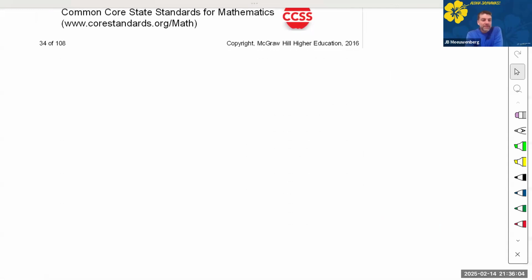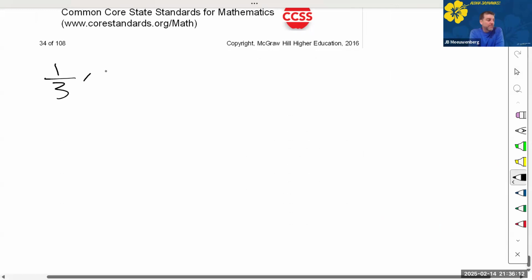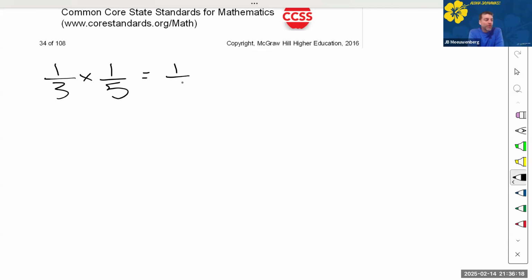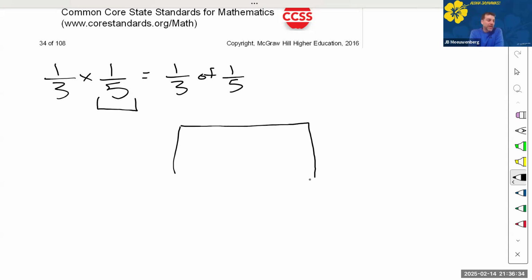So let's take a look at the problem, the product, 1/3 times 1/5. Again, remember this also means 1/3 of 1/5. It's important to have that little distinction there. And so a way that we can model this, I'm going to just draw this one out. If we think about this as our starting point, sketch a rectangle and cut it into 5 equal vertical pieces like that.